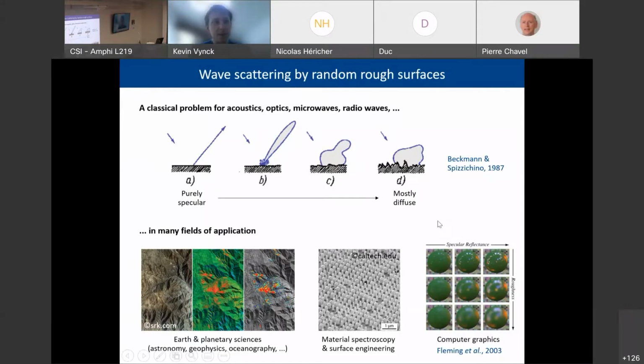In computer graphics, basically you try to create synthetic images of macroscopic objects in realistic environments. And obviously, the visual appearance of an object depends very much on the surface properties. So in this case, knowing how the surface roughness impacts the scattering properties is very important. So there has been a lot of development on the topic in this community.